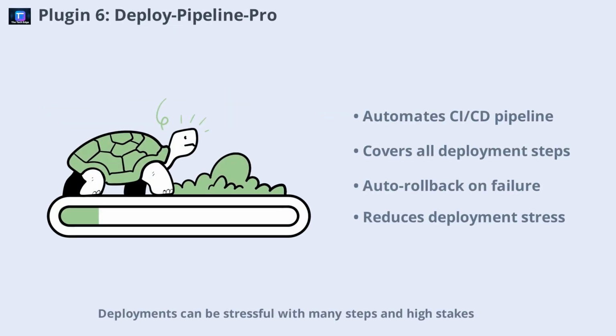Deployments can be stressful, with many steps and high stakes. Deploy Pipeline Pro automates the entire CI/CD process: running tests, building, uploading, migrating, health checking, and even rolling back if something goes wrong. What used to take 30 minutes now takes just 3, with confidence that every step is covered. You can even set up auto rollback on failure, making deployments safer and more reliable than ever.